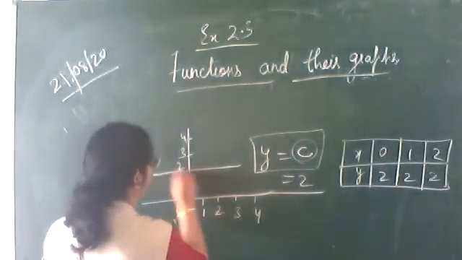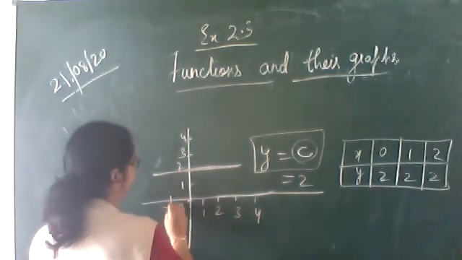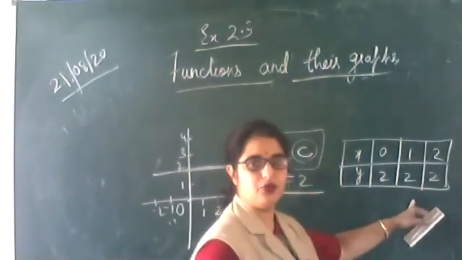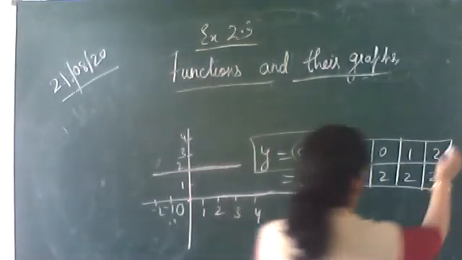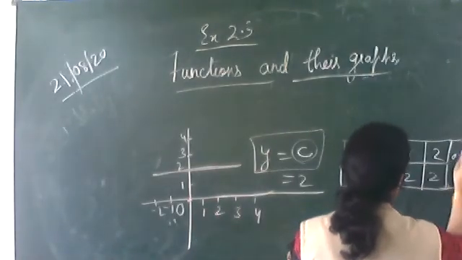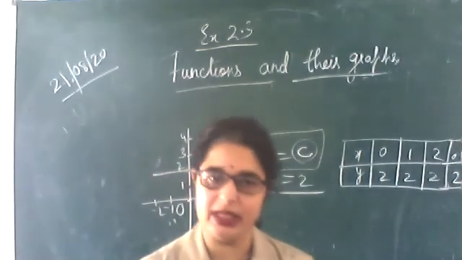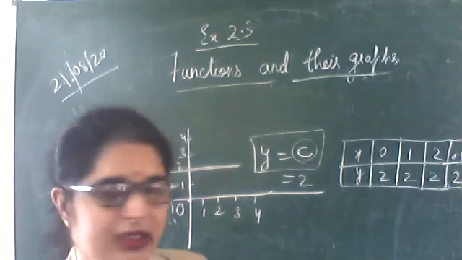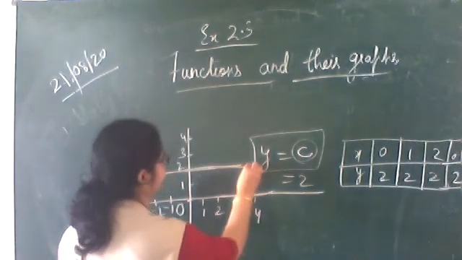Now just see, y = 2 means what? For every value of x, we are getting the value of y as 2. For every value of x, you can keep any value. I am just putting this only. You can put 0.1, then also you will get 2 only, because we don't have any x in the function. So you will get this constant graph.